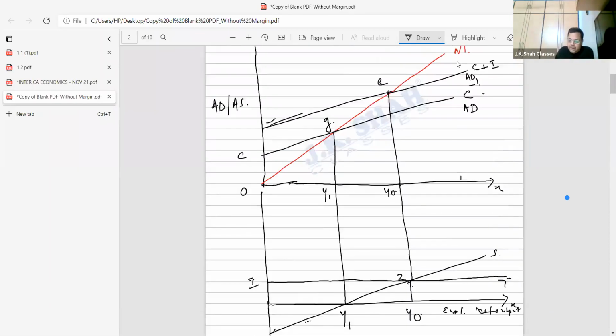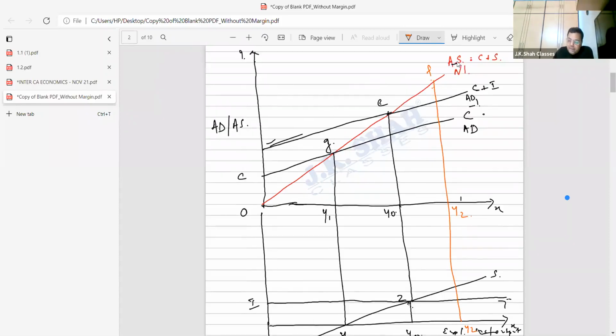Now in the exam, if you draw this diagram, it will be considered incomplete because you'll have to show one more part. I'll show that. Pay attention. What if we come to Y2 level of income? Suppose I write this is point F.